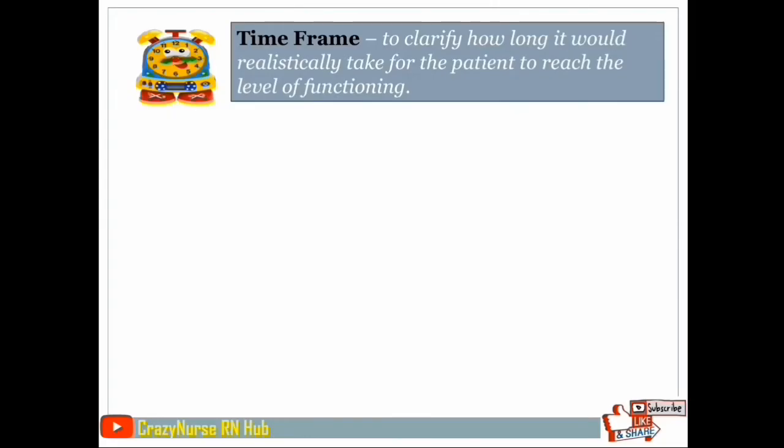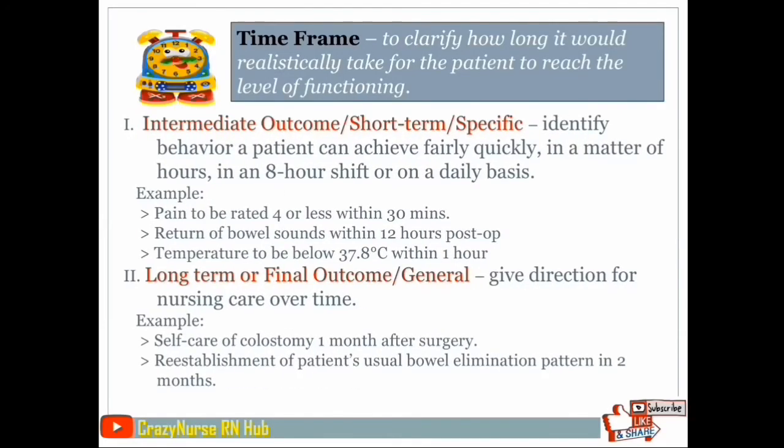Next is time frame. To clarify how long it would realistically take for the patient to reach the level of functioning. We have intermediate outcome, short-term or specific. It identifies behavior a patient can achieve fairly quickly in a matter of hours, in an 8-hour shift or on a daily basis. Examples are pain to be rated 4 or less within 30 minutes. Also, return of bowel sounds within 12 hours post-operative, and temperature to be below 37.8 degrees Celsius within 1 hour.